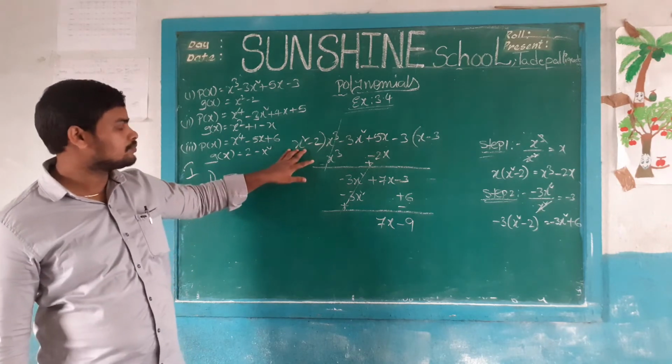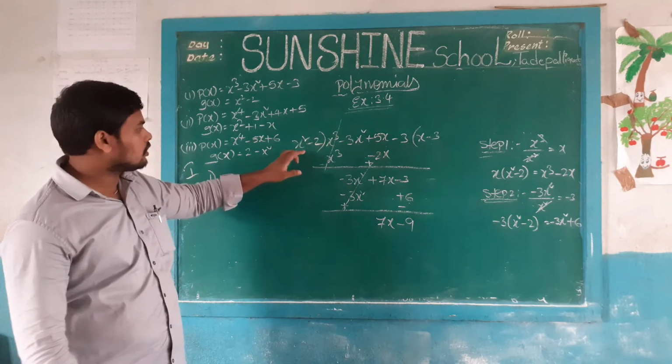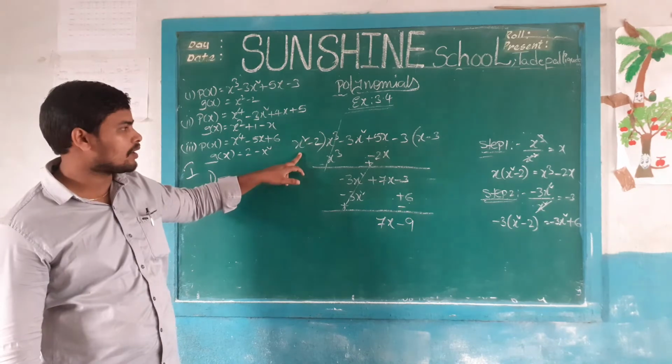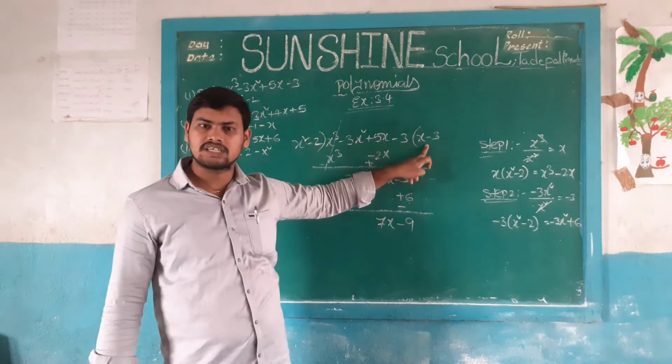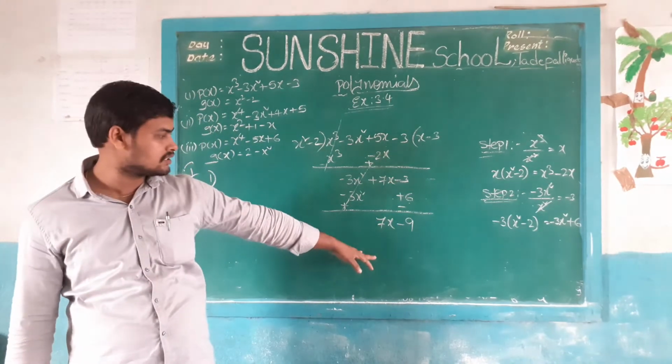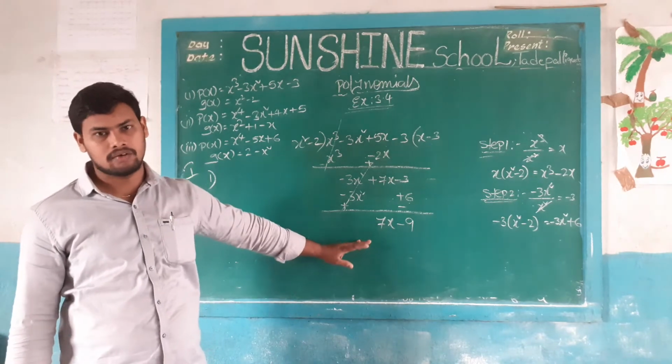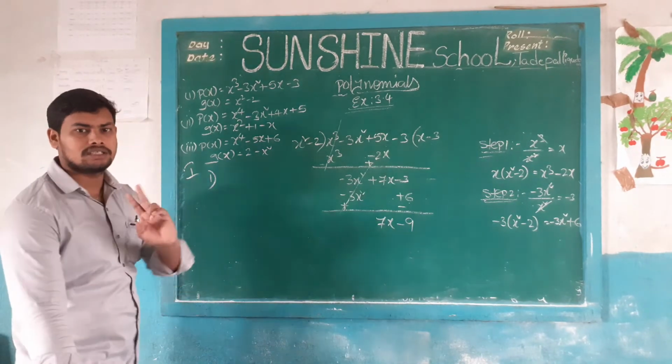So here the polynomial g of x is x square minus 2, the q of x is x minus 3, and the r of x is 7x minus 9. Okay, so move on to the second sum.